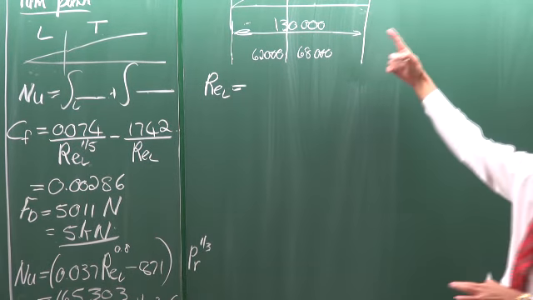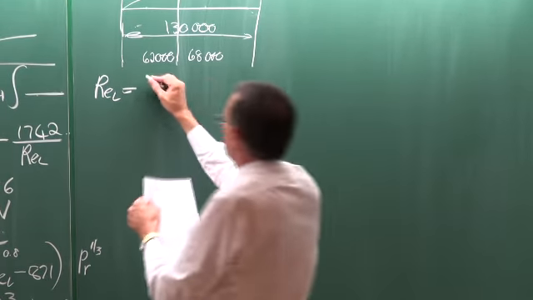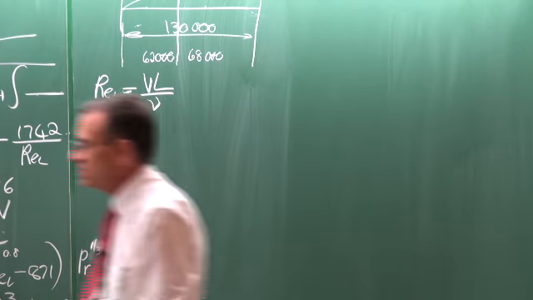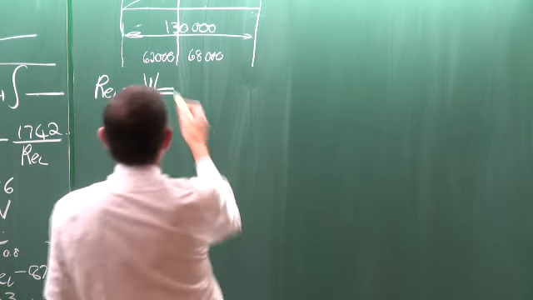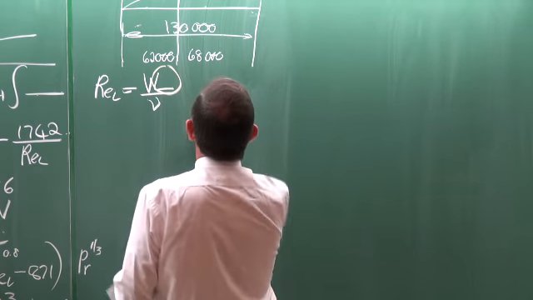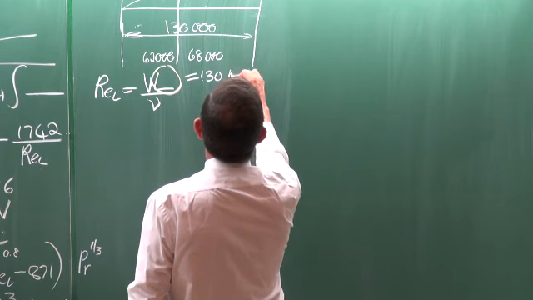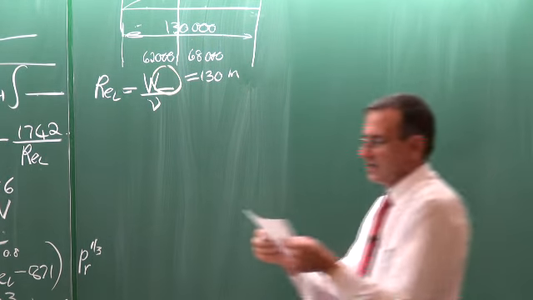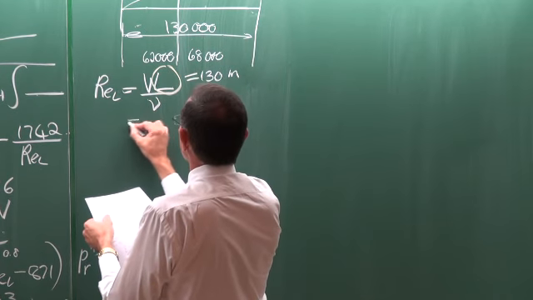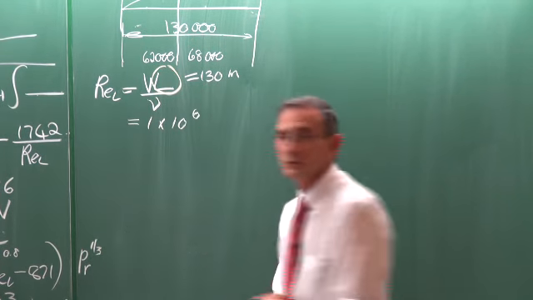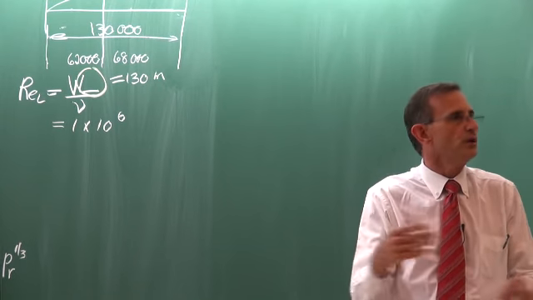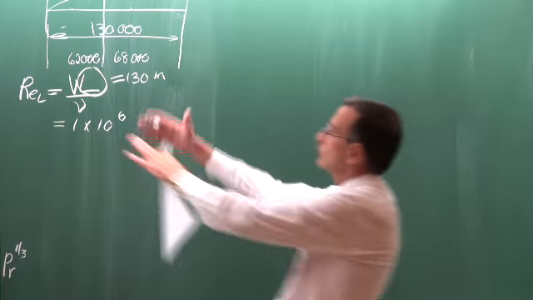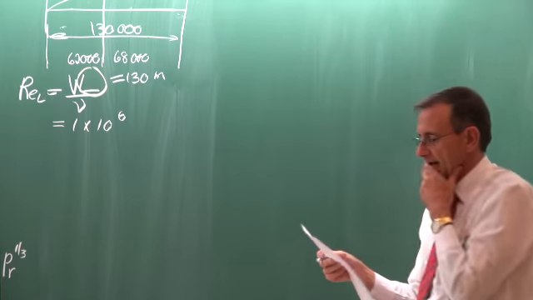Calculate the Reynolds number based on the length of the plate. Again, it is the velocity multiplied by L divided by the kinematic viscosity. Now, the length must be equal to 130 meters, the total length of the plate. The result is that the Reynolds number is 1 million. Not surprisingly, it should be larger than 500,000, so it's turbulent, based on the total Reynolds number.